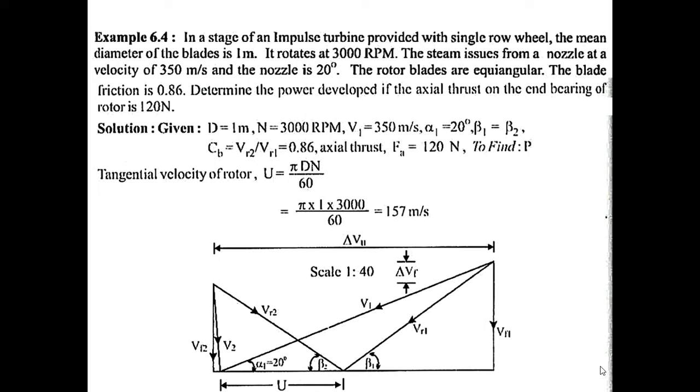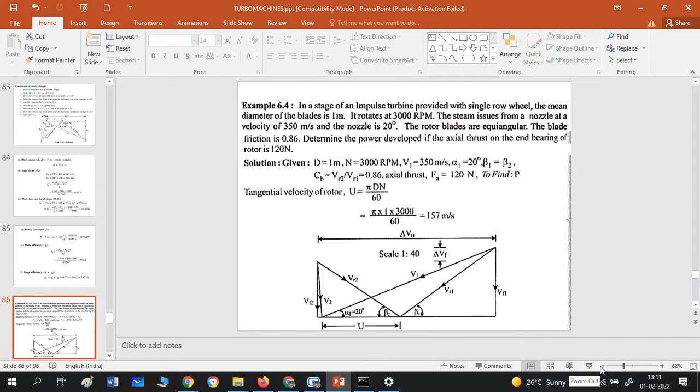So is the graph clear to everyone? Any doubts? Here also, delta VU is the sum of VU1 and VU2. Delta VF is the same, VF1 minus VF2, if you are finding axial thrust or tangential thrust. Any doubts? No, sir. Okay.